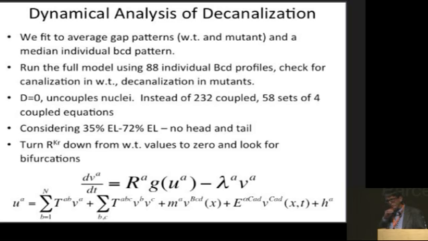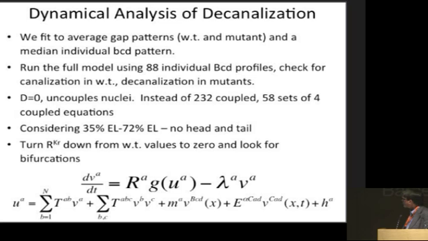We're interested in canalization with respect to variations in bicoid because we know from previous work that the gap gene system filters and reduces the variance in the early bicoid pattern. So we do the fit on average in the individual patterns. Then we run the full model with 88 individual bicoid profiles, check for canalization in wild type, decanalization in mutants.